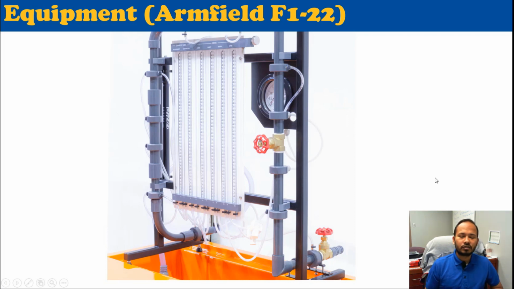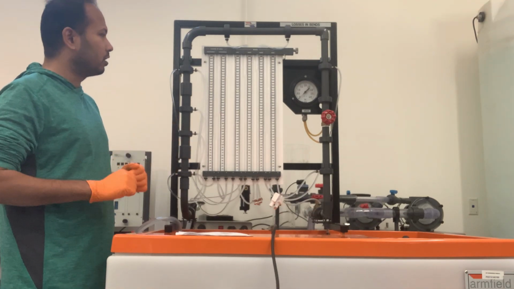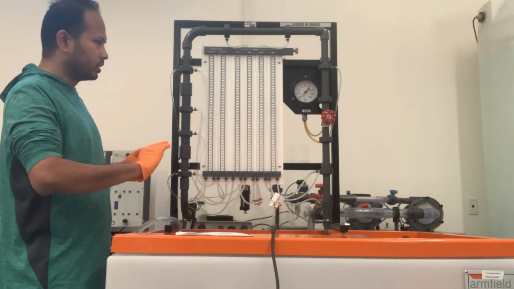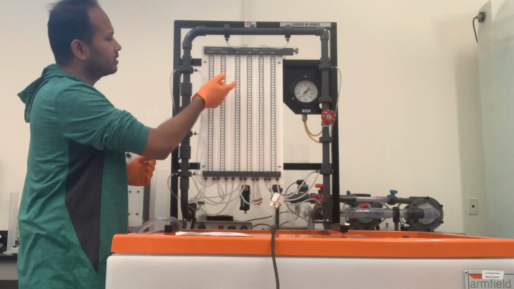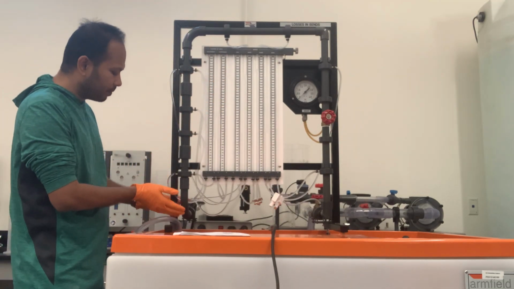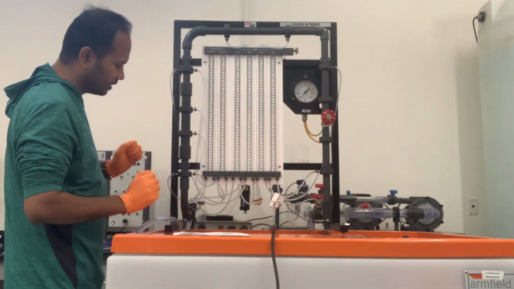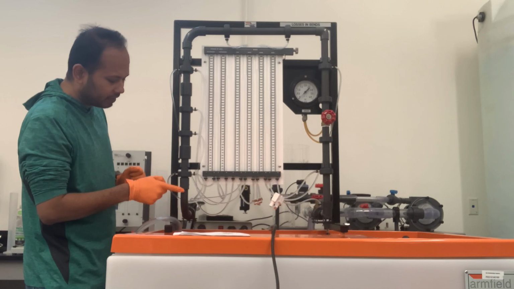So let us introduce ourselves with our equipment. This is the setup for our minor head loss due to flow through pipe fittings. What we have here is a pipe system. It has a lot of fittings here. We have a long bend here.